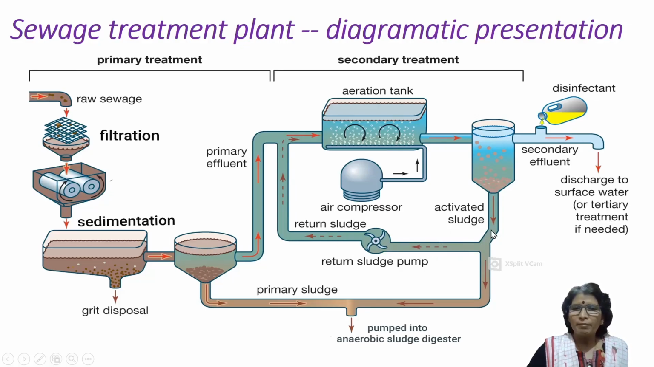The remaining major part of the activated sludge passes through this pipe and here mingles with the primary sludge. Primary sludge means the solids deposited at the base here. So primary sludge and activated sludge are both mingled here and enter into the anaerobic sludge digester. I will explain the anaerobic sludge digester in the next diagram.